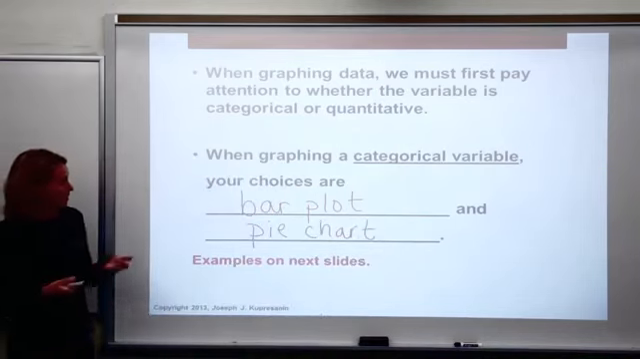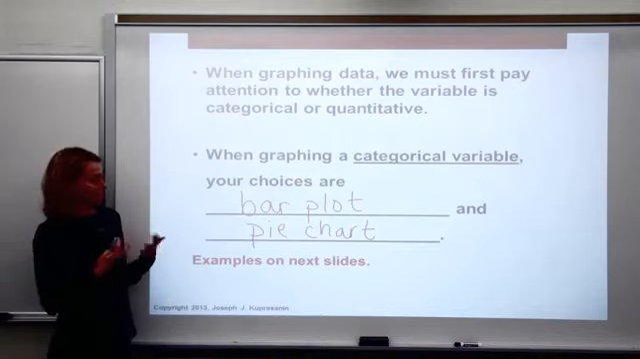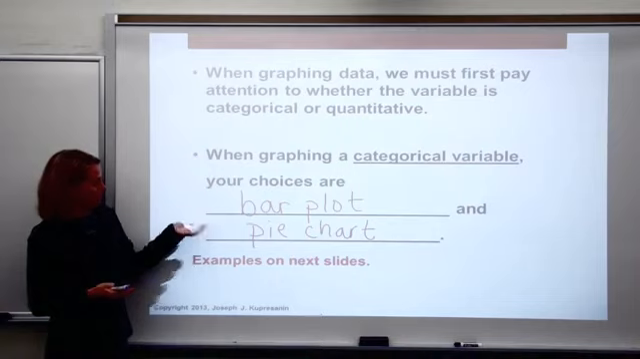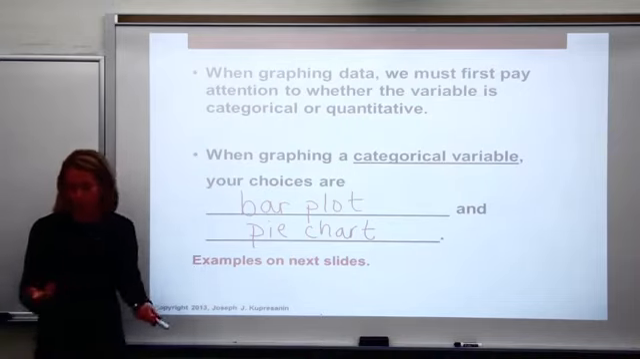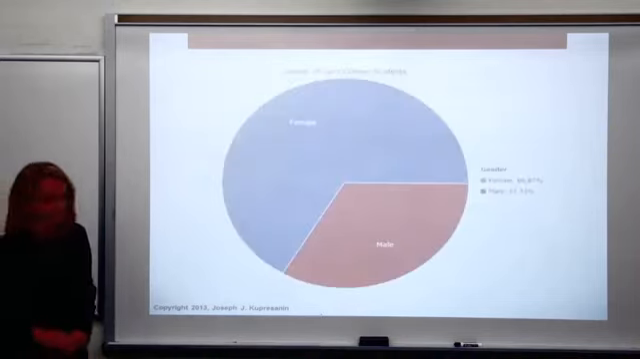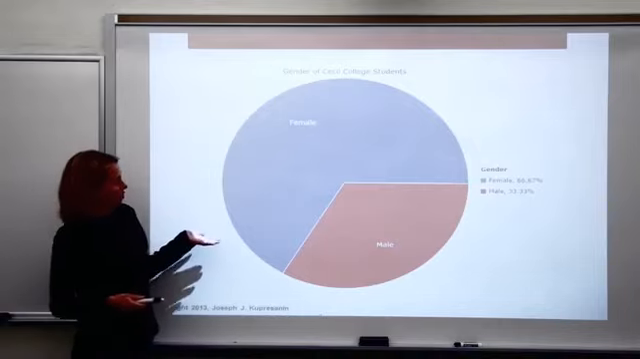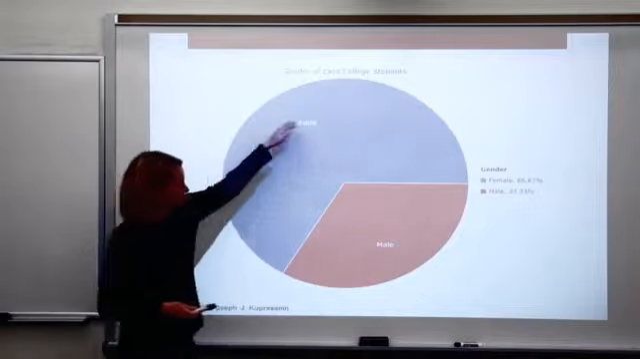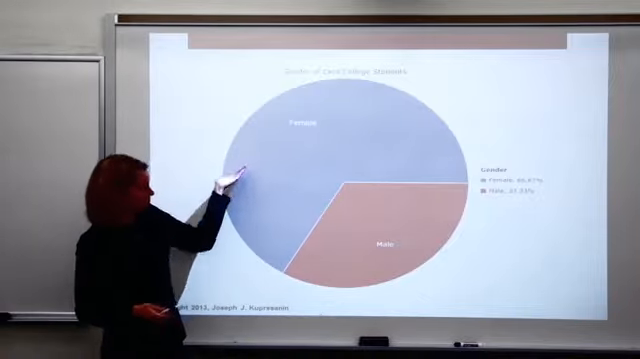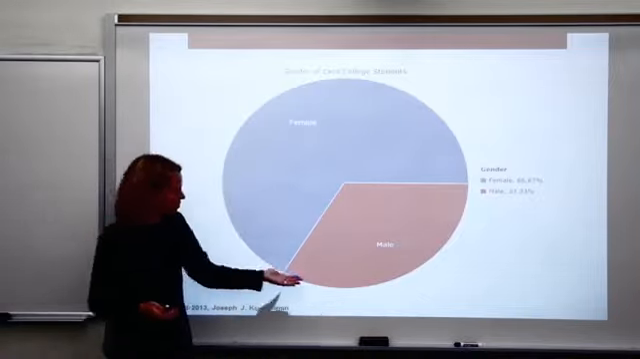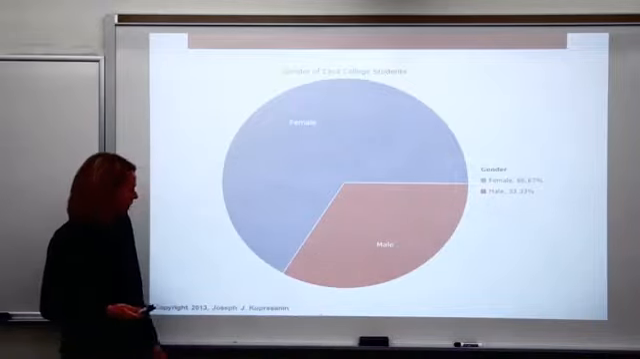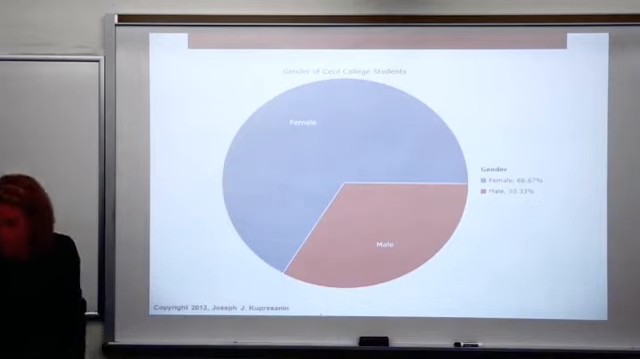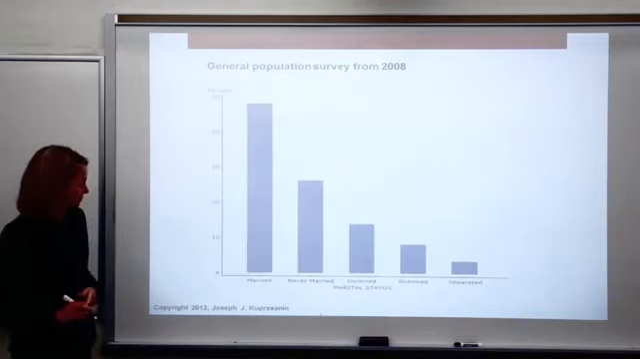So if we have something categorical, like the make of your car, we could put that data in either a bar plot or a pie chart. There's some examples. This obviously is a pie chart. This is gender of Cecil College students. So the large portion of the pie denotes the female students. We can see there's a lot more female students. The smaller section is the male. So this would be the categorical variable gender, displayed in a pie chart.